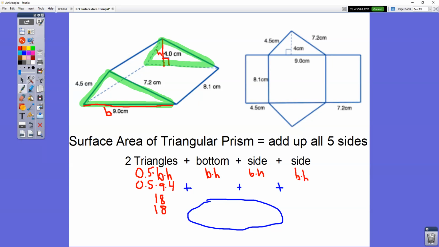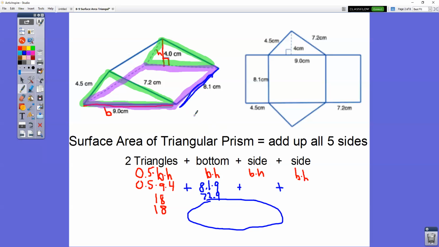When we take a look at the bottom, all right, let's take a look at the bottom. So this bottom, this purple, is the bottom. That is a rectangle. And in that rectangle, I can see that one of the sides is 8.1 and the other side is 9. So I have 8.1 times 9. That's my length and my width, or my base times my height. Either way, it is the same thing. When you multiply those together, you get 72.9.